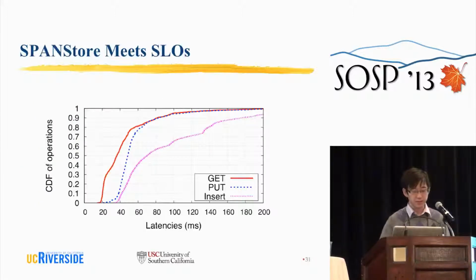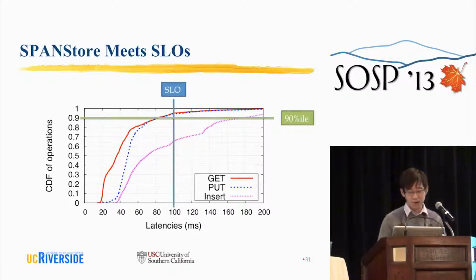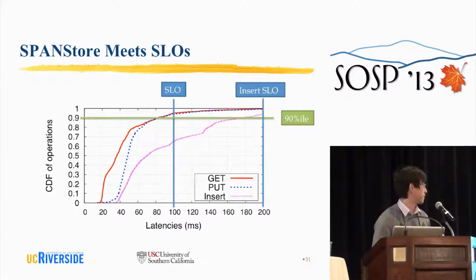Here is the result of the latency of operations. The x-axis is the latency, and the y-axis is the CDF of operations. The green bar here is the 90th percentile latency, and the blue bar here is the SLO. From the graph, we can see that more than 90% of the put and get requests finish within the SLO. Note that the insert operation is actually a put plus a get, so the latency SLO of the insert should be 200 milliseconds. Again, more than 90% of the insert operations finish within the latency SLO.